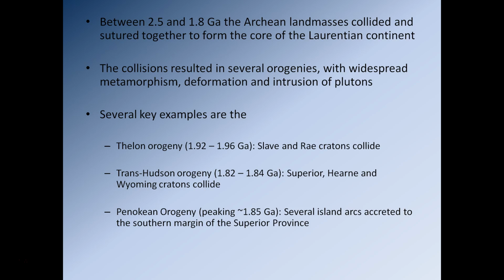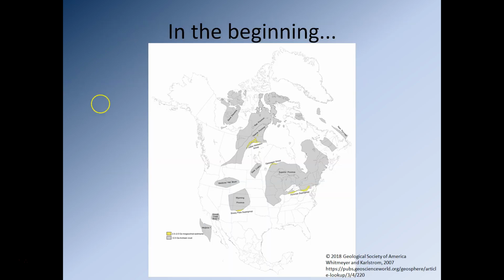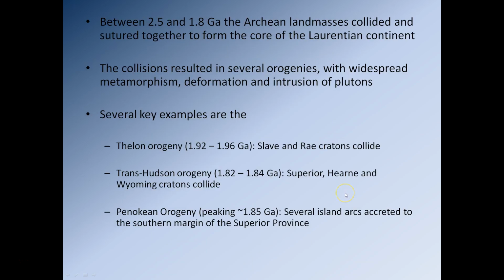So the collisions of these pieces of crust resulted in several orogenies. If you look at some of these pieces of crust, let's say the Superior province here and the Hearn province here, they're pretty big pieces of crust. So when they hit each other, they are going to produce moderate to large size mountain ranges. There are going to be several orogenic events associated with each of these pieces of crust banging into each other. Some of them will obviously be larger than others. The collisions resulted in several orogenies with widespread metamorphism, deformation, and the intrusion of plutons, so the intrusion of very, very large bodies of magma.